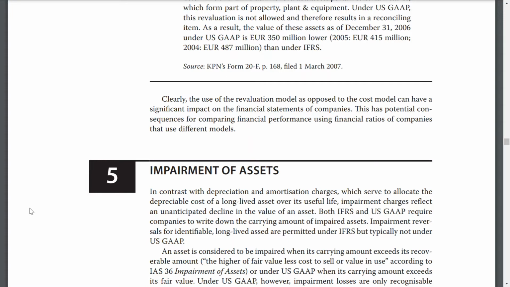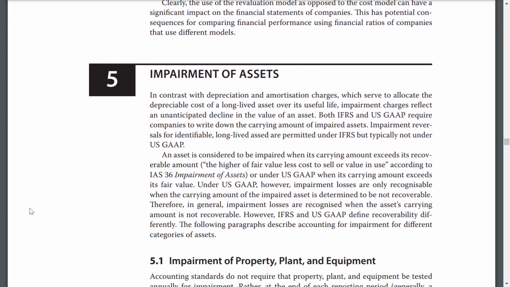Impairment of assets. In contrast with depreciation and amortization charges, which serve to allocate the depreciable cost of long-lived assets over their useful life, impairment charges reflect the unanticipated decline in the value of an asset. Both IFRS and US GAAP require companies to write down the carrying amount of impaired assets. Impairment reversals for identifiable long-lived assets are permitted under IFRS, but typically not under US GAAP.